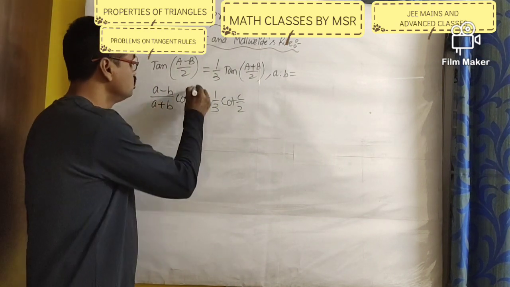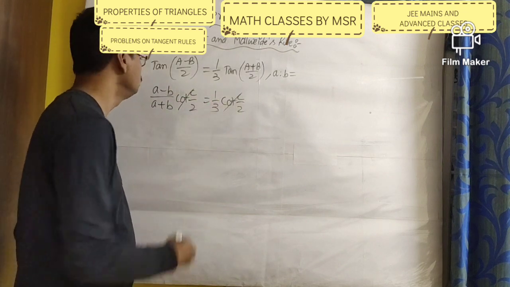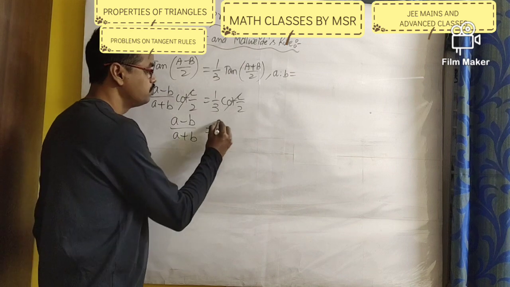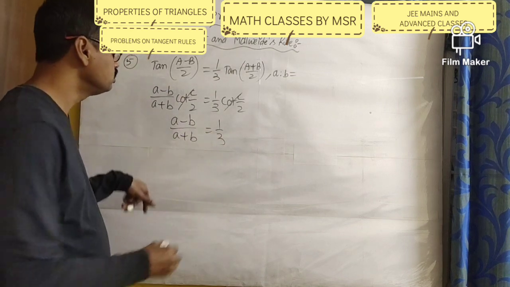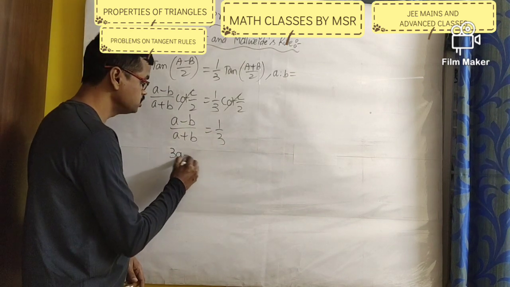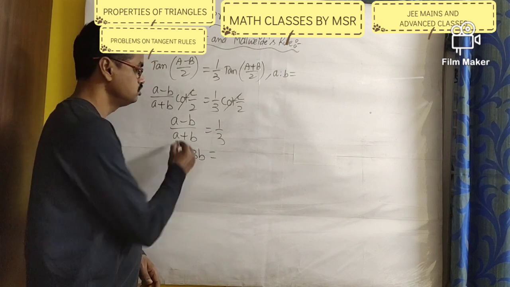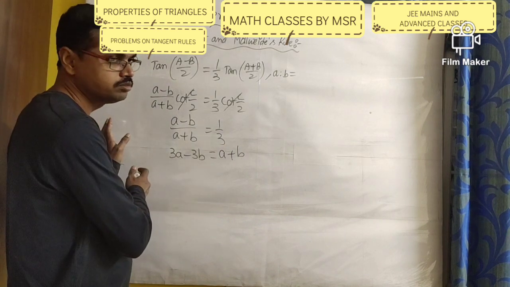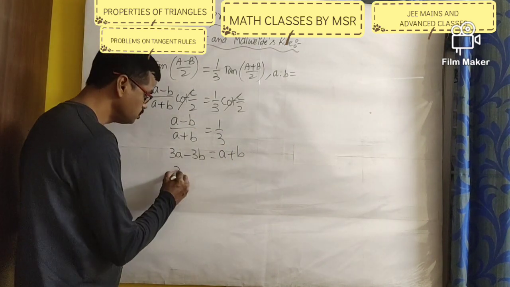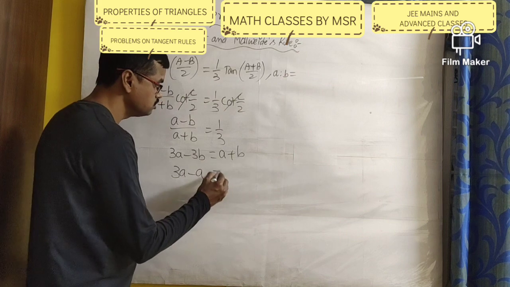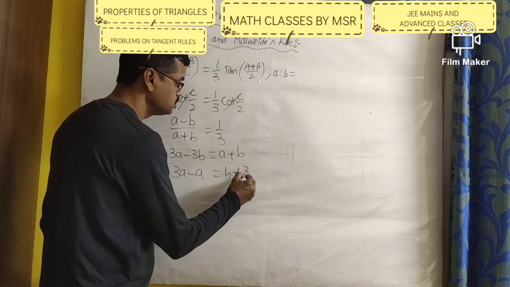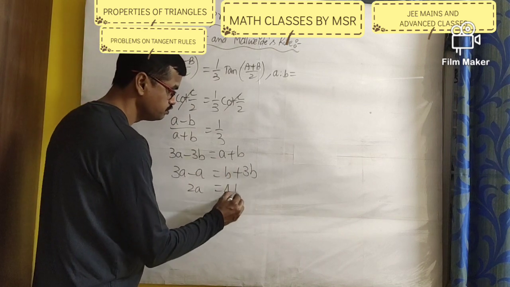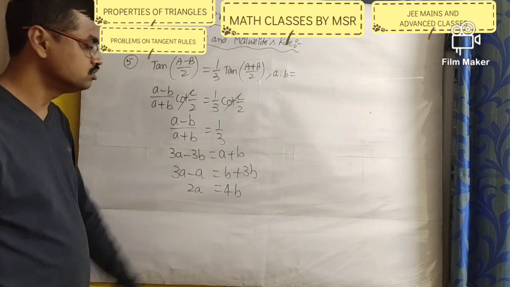cot c by 2. So cot c by 2 cancels. You will be left with a minus b by a plus b equals to 1 by 3. Cross multiply. 3a minus 3b equals to a plus b. Okay. Bring the a terms to left hand side, b terms to right hand side. So 3a minus a is equals to b minus 3b is on that side plus 3b. Okay. So 2a is equals to 4b.